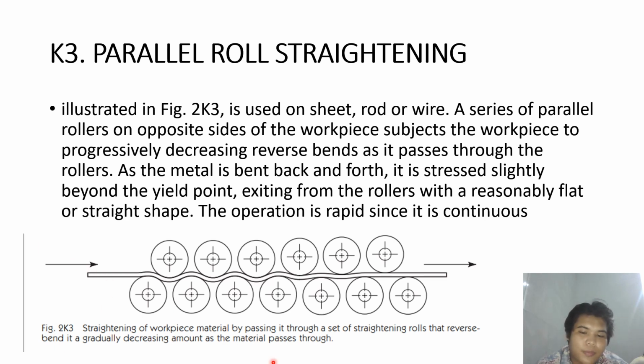So from the wrinkled one, like this, it is put into parallel roll straightening because of the many rollers. Of course, there is force here, force here, force here, and from each roll, because of the force, it's going to be straightened. So from here it becomes like this, just straight, you know.